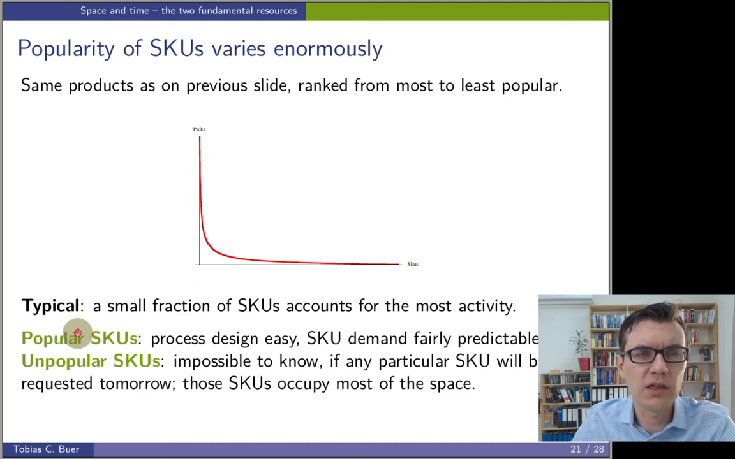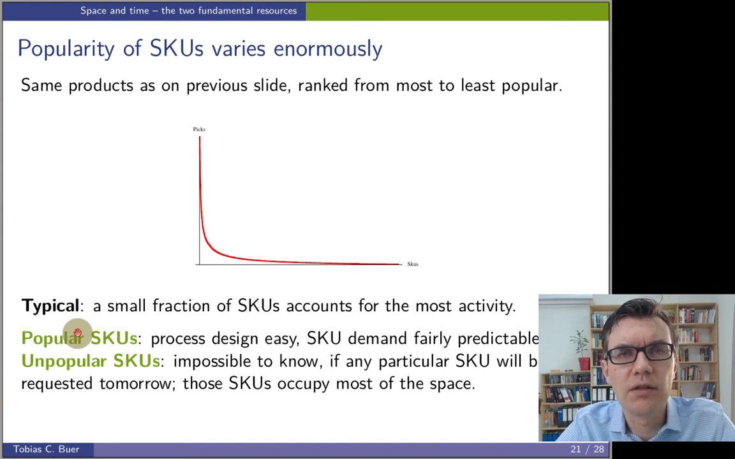And as you can imagine, if we have popular SKUs, then the process design is rather straightforward. We know we will have to deal with these SKUs every day. We can predict the demand for these SKUs. On the other hand, for the unpopular SKUs, we do not know if we have to deal with them every day. Maybe the average demand for such a SKU is very low, 2 items on average per year.